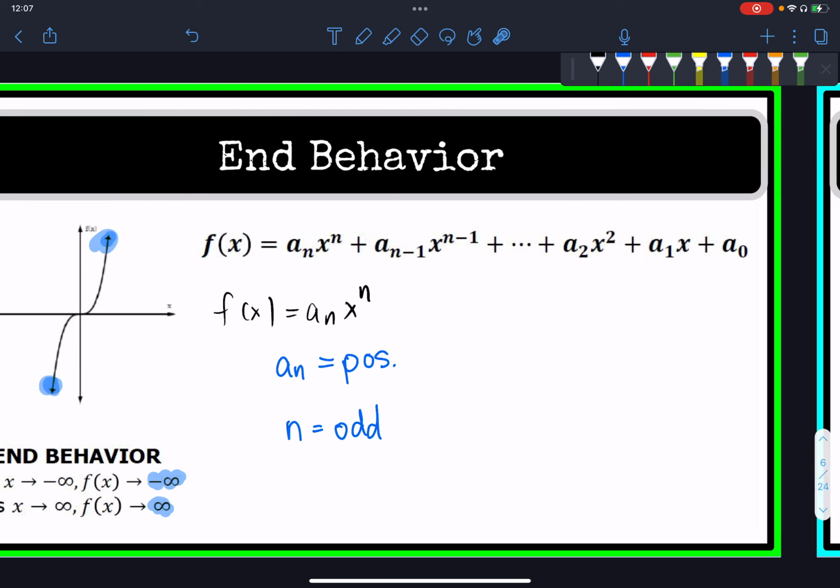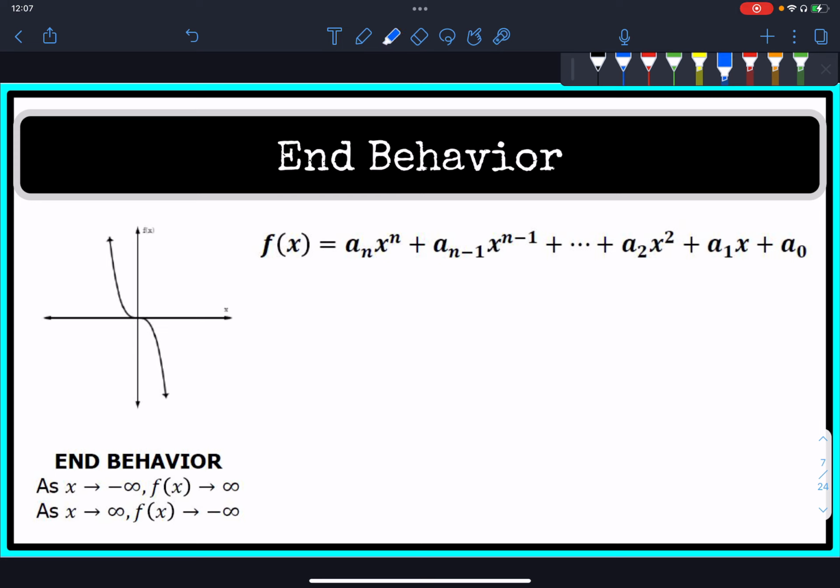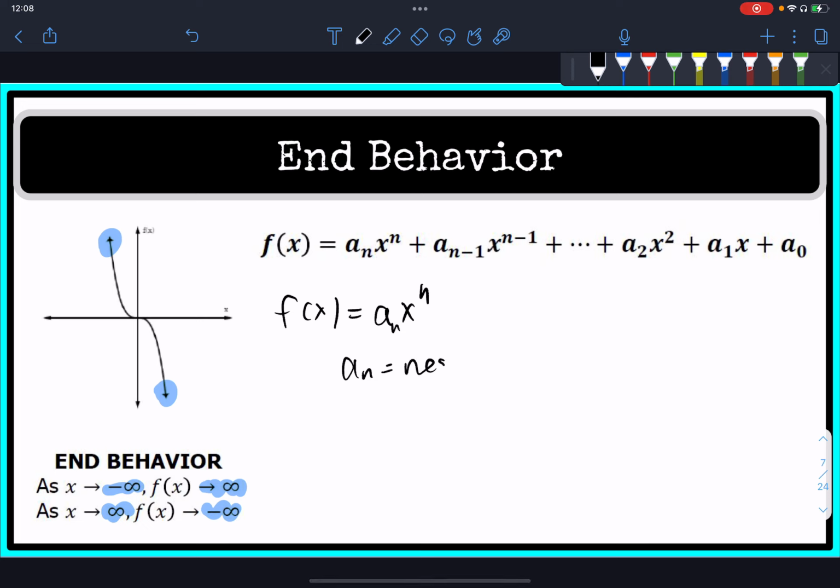And then if I flip this and have the left end point up and the right end point down, again, as indicated right there, our polynomial has to behave like the power function where our coefficient is now negative and our exponent is still odd. So we can determine the end behaviors of any polynomial function by simply focusing on the first term. And the ends behave the exact same as the power function with those same characteristics.